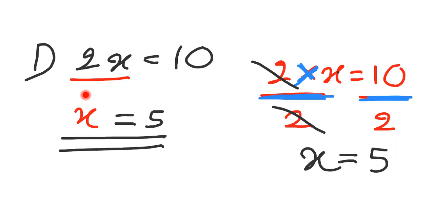Clear? So you can even check whether your answer is correct or wrong. How do you check it? Instead of x, if I put 5, 2 times 5 is 10. So my x value is correct. So this is one of the methods for solving an equation. That is called the dividing method: dividing both sides by the given number. Clear? The second one is the subtraction method.